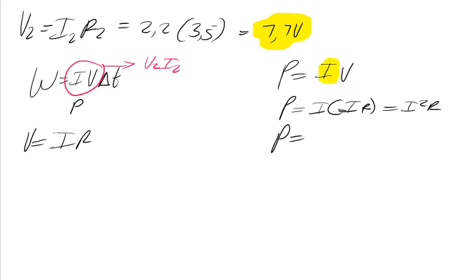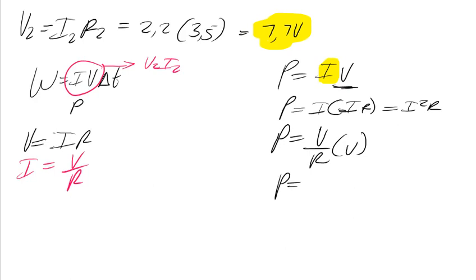In Ohm's law, we're going back to the formula I equals V over R. We replace I, so you put V over R, times the original V. Then you have P equals V squared over R. This is what you're going to see on the formula sheet. That's how they got it.